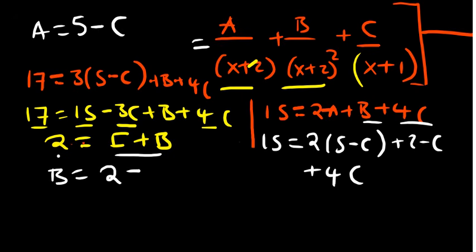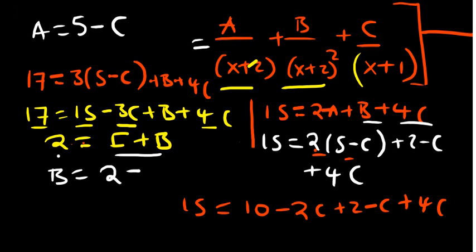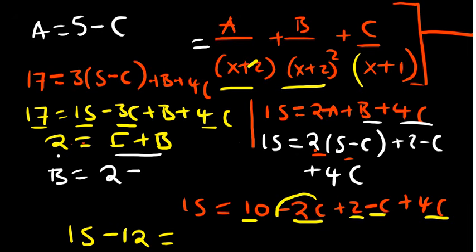Our value of c. So what we have is 15 equals 2 by 5, which is 10, 2 by c is minus 2c, then we have 2 minus c plus 4c. What are the like terms that we have there? So we have negative c plus 4c minus 2c. We also have 10 plus 2, which is 12. So what is 15 minus 12? Negative 2c plus 4c is 2c, 2c minus c is c. So basically our c is equal to 3 there. So c is equal to 3.